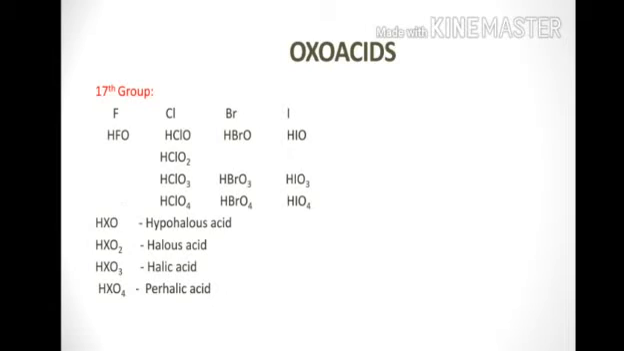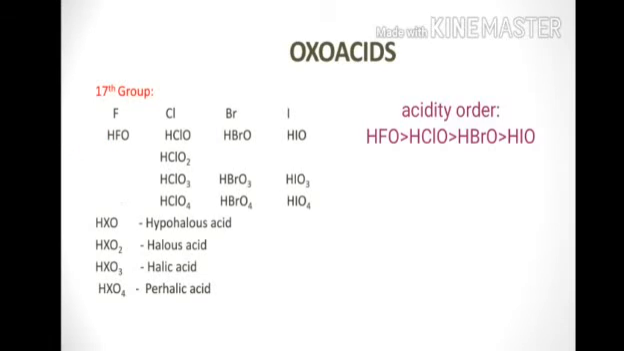Here all the elements form oxo acids. First we have to consider hypohalous acids. Examples of hypohalous acids are marked here: HFO, HClO, HBrO, HIO. These oxo acids are obtained by dissolving halogen in water. Here the halogen in these acids is present in +1 oxidation state. These are weak acids, and the acidic strength decreases with increasing size of the halogen.